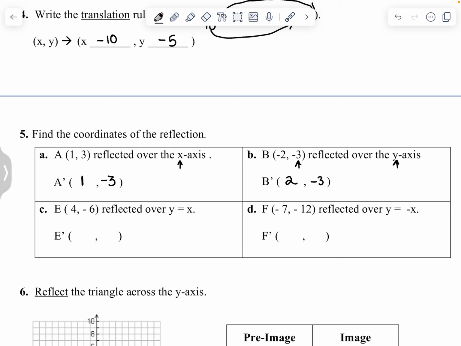Whenever we reflect over the line y equals x, (x, y) maps to (y, x). They trade places. So that's going to map to (-6, 4). And whenever we reflect over the line y equals negative x, (x, y) maps to (-y, -x). This rule is up on the board for you to see. So they're going to trade places and both change signs. So that's going to be (12, 7).